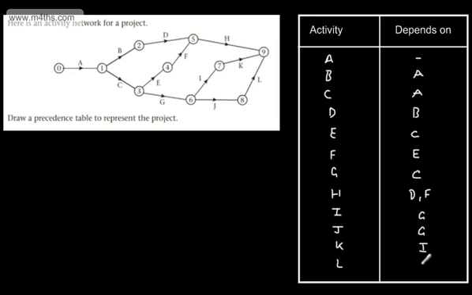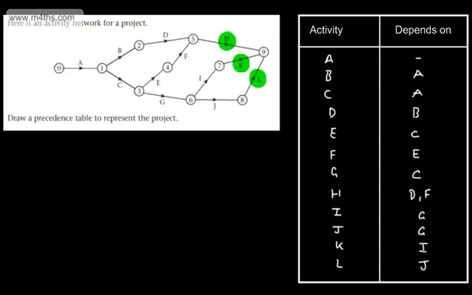L requires J. Now, if we look at this table here, the letters that we don't have in the table are those going to the end of a project. H goes to the end of a project, and as we can see, it doesn't appear here. K goes to the end of the project. It doesn't appear in here. And L doesn't appear in here. L is going to the end of the project. So there we go. That's drawing a precedence table from an activity network that doesn't have dummies.